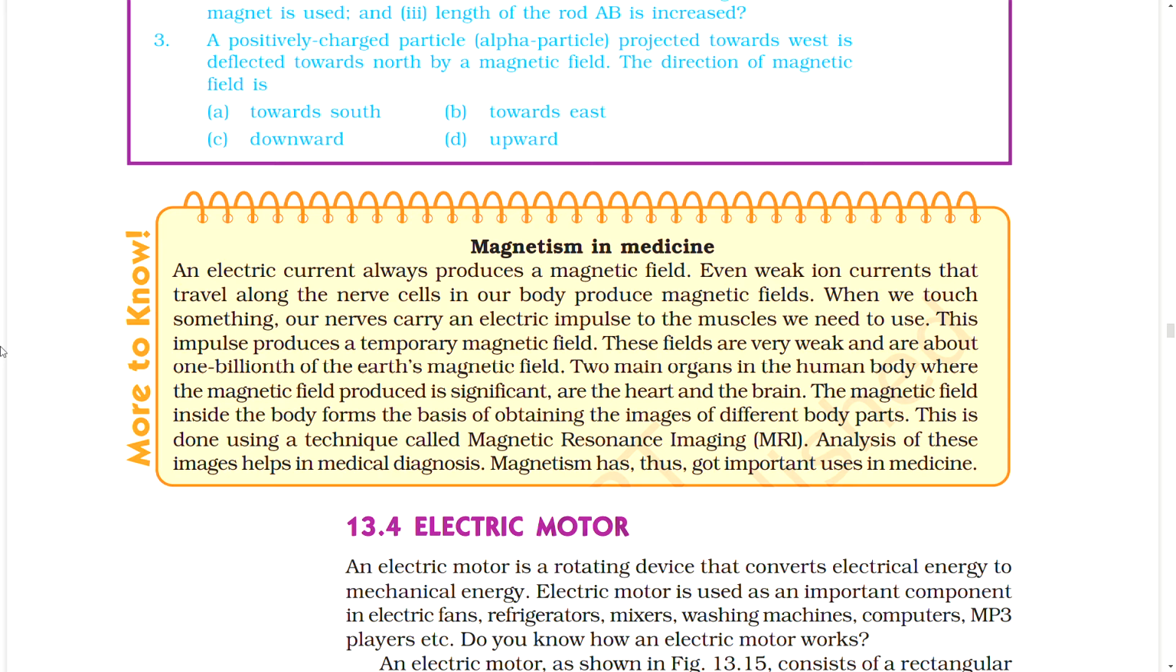Two main organs in the human body where the magnetic field produced is significant are the heart and the brain. The magnetic field inside the body forms the basis of obtaining the images of different body parts. This is done using a technique called magnetic resonance imaging (MRI). Analysis of these images helps in medical diagnosis. Magnetism has thus got important uses in medicine.